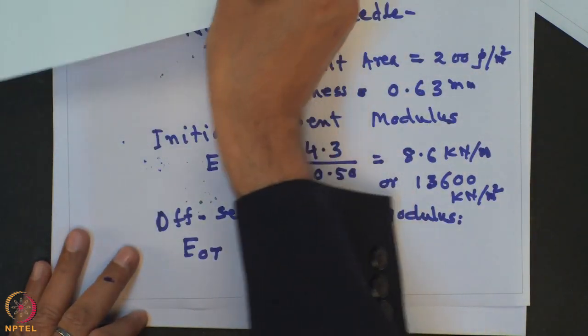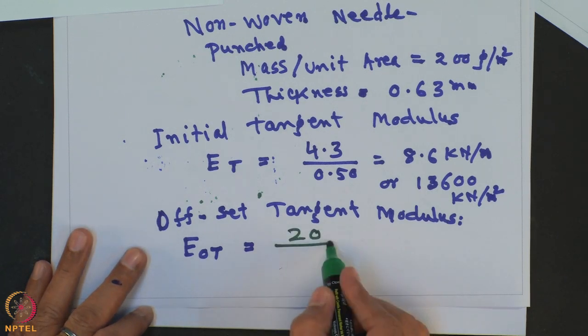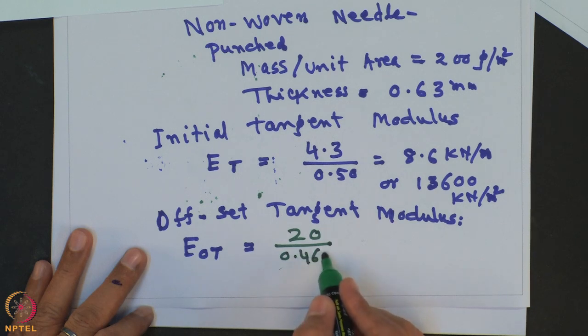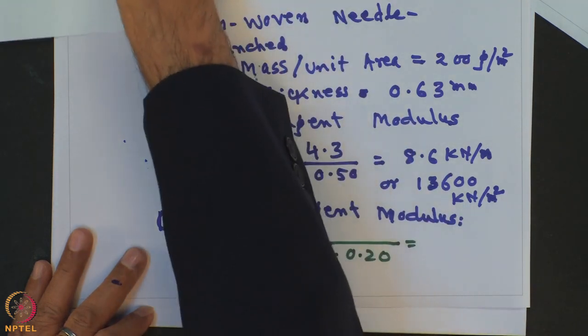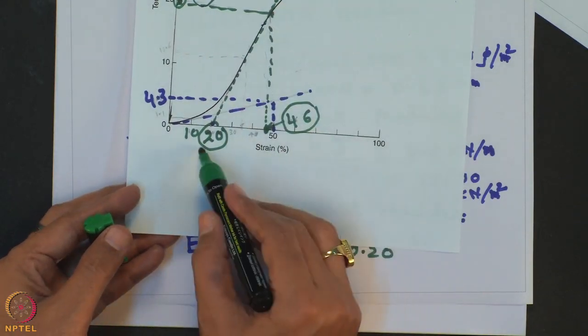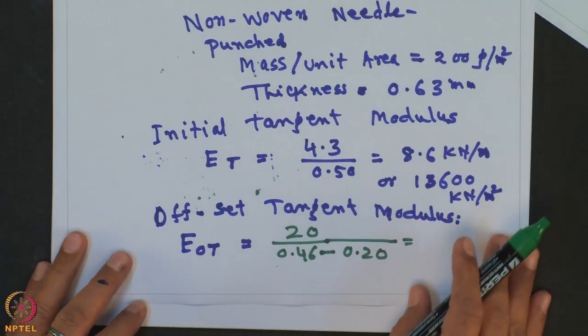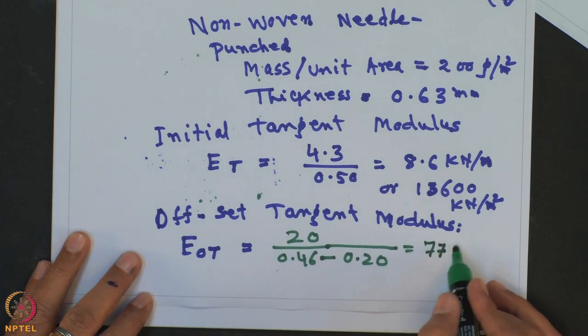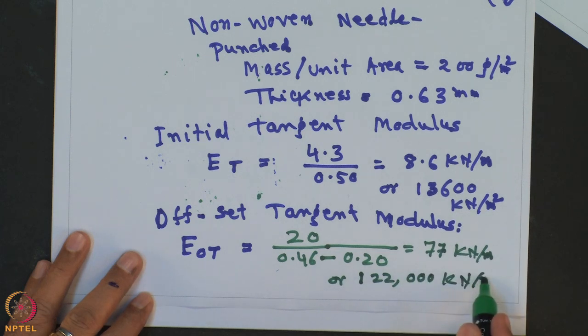So, offset modulus EOT will be equal to 20 divided by 0.46 minus 0.20. So, as I said, this is 20 and this is 46 and 20. So, you can have the offset tangent modulus value of about 77 kilonewton per meter, or you know the thickness, so you can determine this as 122, 123 kilonewton per meter square.